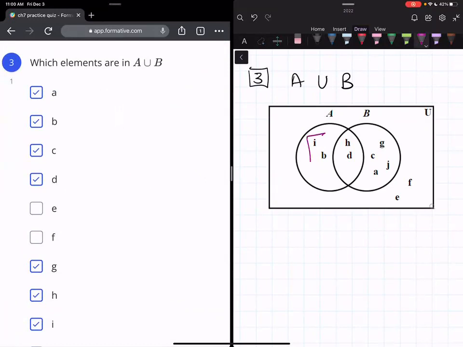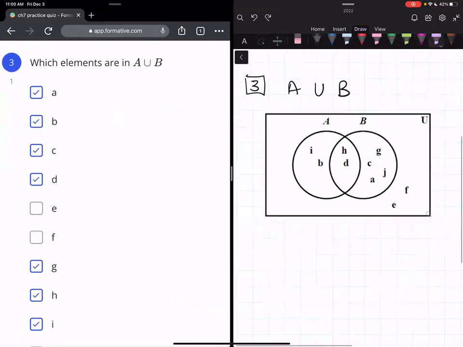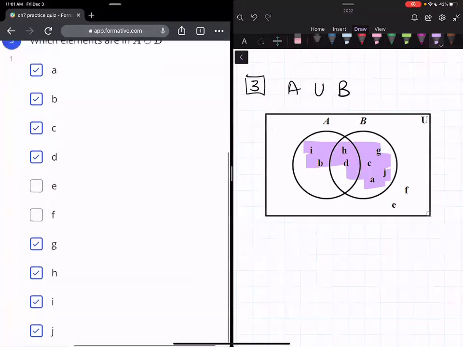So everything in A and everything in B would be all of those letters, but not E and not F. And on the test that you take on Tuesday, when I rewrote this, I wrote all letters in order. So it'll be even easier to figure out which ones to do because I start with A and I just type them in order. Questions on 3? Okay.